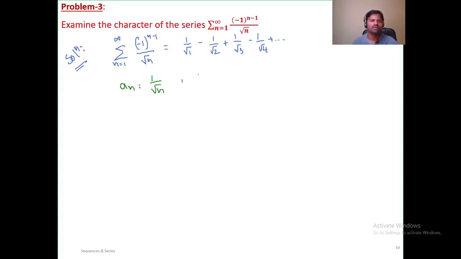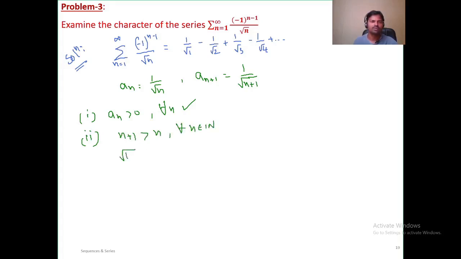Now, what is a_(n+1)? It will be 1 by root (n+1). Let us verify one by one. First, a_n should be more than 0. Clearly a_n is more than 0 for all n, so the first condition is satisfied. The second condition: it should be decreasing. Start with n plus 1 is more than n, which is true for all n belonging to the natural numbers. Therefore root (n+1) is more than root n, again true. So 1 by root (n+1) is less than 1 by root n. Therefore a_(n+1) is less than a_n, so a_n is decreasing, satisfied.